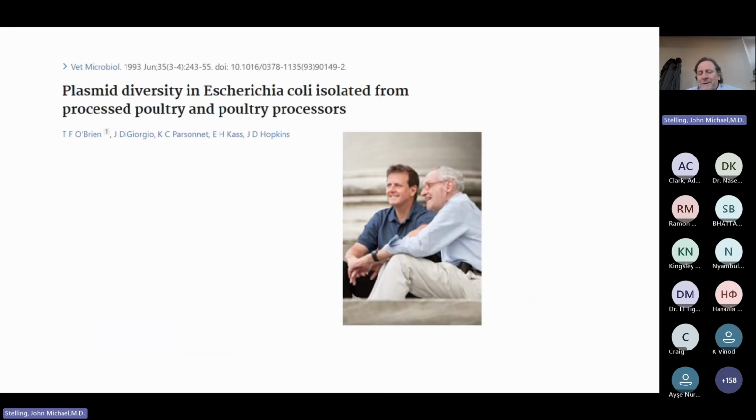These are data from my mentor, Tom O'Brien, who passed away a little over a year ago. In the 1980s, published in 1993, looking at genomically, using plasmid typing at that time, RFLPs, restriction fragment length polymorphisms. He looked at processed poultry and poultry processors. He always had a way with words. And he found there was very little connection in his study between the plasmids in the chicken and the plasmids in the chicken processors. There were some examples, but in his study, a lot of them did not overlap.